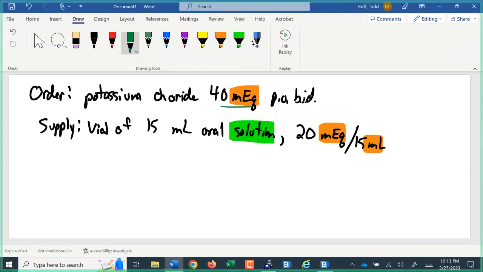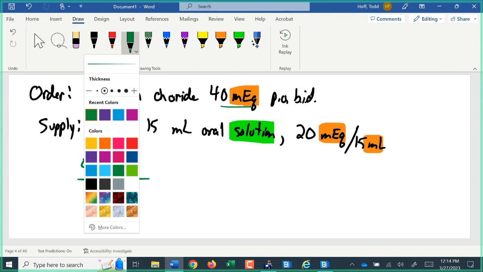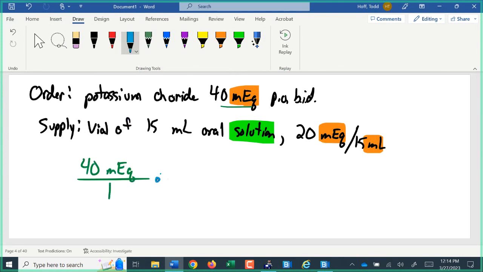So let's start with the doctor's orders. 40 milliequivalents. Well, an equivalent is a unit of measure. A milliequivalent is a thousandth of an equivalent, just like a milligram is a thousandth of a gram. Next, we have to get rid of the milliequivalents, so MEQ is going on bottom. And it says 20 milliequivalents in 15 milliliters. So remember, that is a measurement equivalency. So we can use that in our conversion factor. The milliequivalents cancel out. And we're in milliliters, which is what we will administer to our patient.